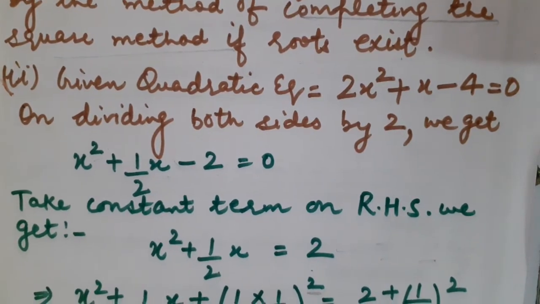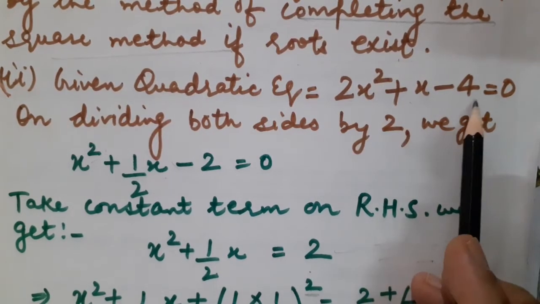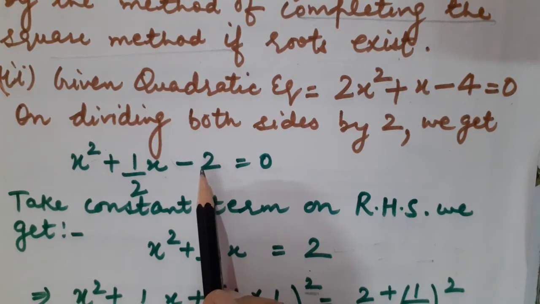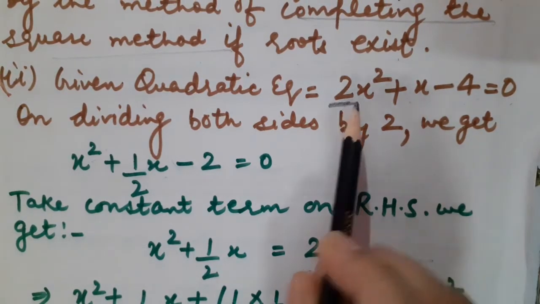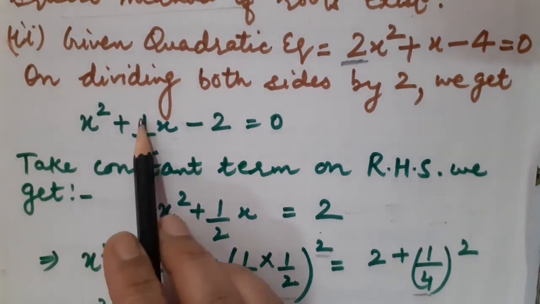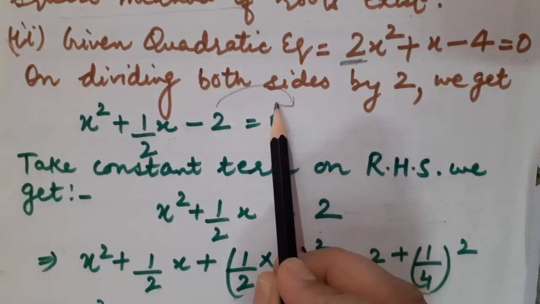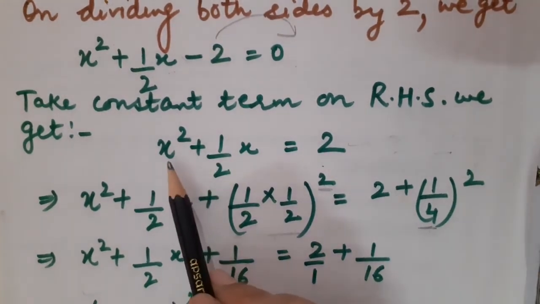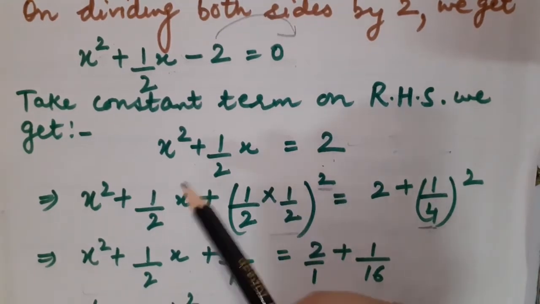The very first step is, you will be having a quadratic equation given, that is 2x square plus x minus 4 is equal to 0. First step is making the numerical coefficient of x square as 1. Here what is the numerical coefficient of x square? That is 2. So the complete equation will be divided by 2. So children, I have got x square plus 1 upon 2 x minus 2 is equal to 0. The next step is taking the constant term on the right hand side. So after taking it on the right hand side, children, I have got x square plus 1 upon 2 x is equal to 2. Fine.